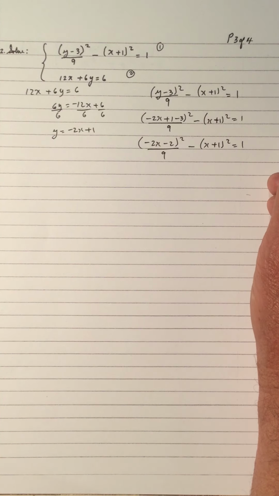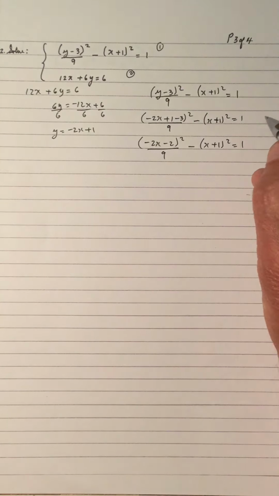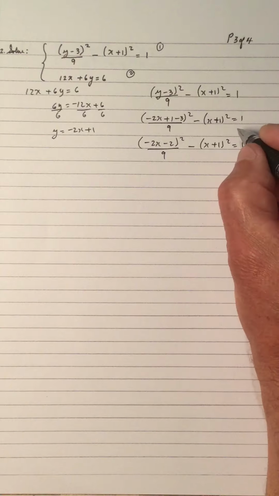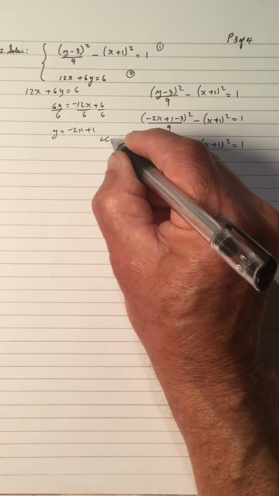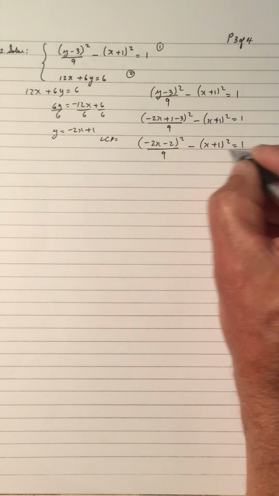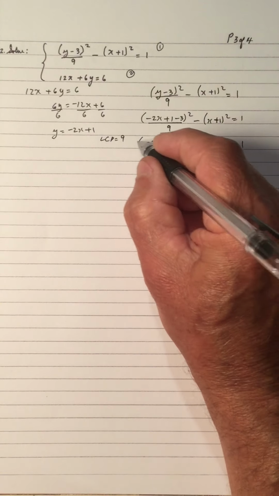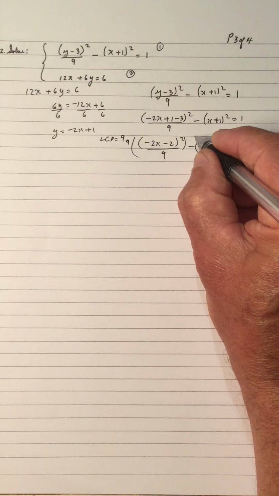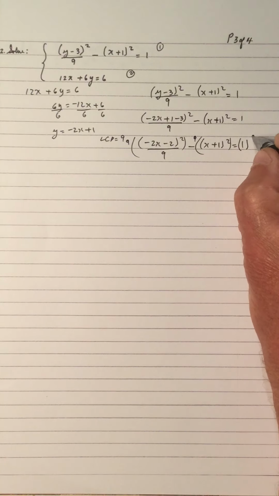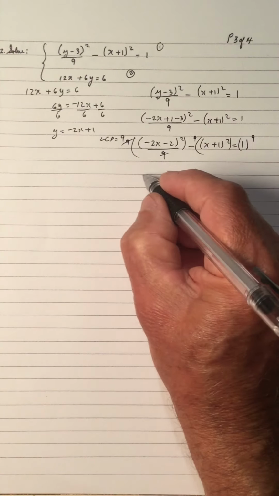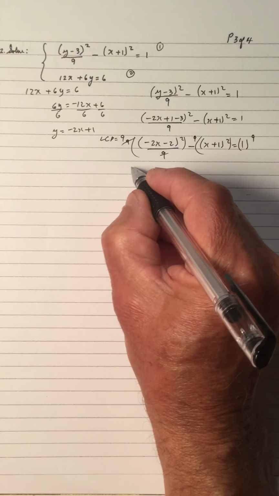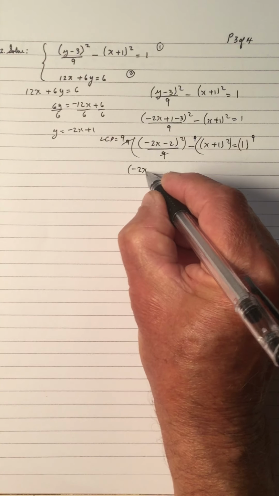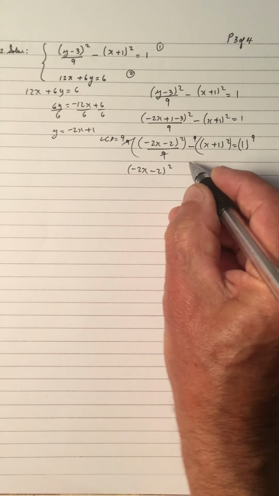Now we have an option of multiplying through by 9 to get rid of the fractions. So the LCD, the common denominator, is 9. So we'll multiply each part of the equation by 9. There we go. The 9s cancel. So we get (negative 2x minus 2) squared.